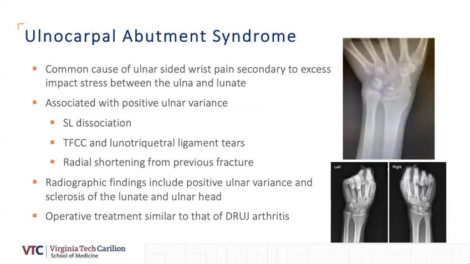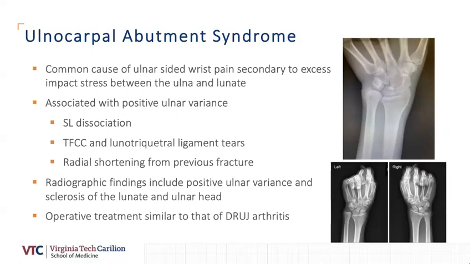So looking at ulnocarpal abutment syndrome, this is a common cause of ulnar-sided wrist pain, and it's due to a longer ulna compared to the radial head, and then that longer ulnar side of the wrist causes excess impact stress between the ulna and the lunate. And this is associated with positive ulnar variants.